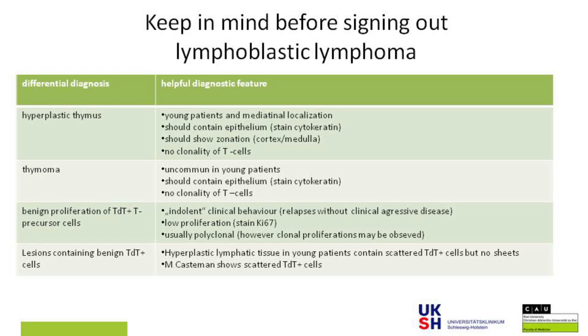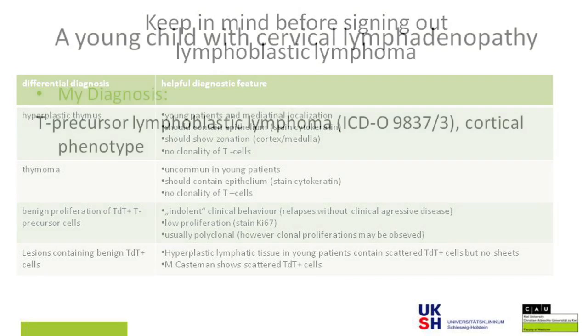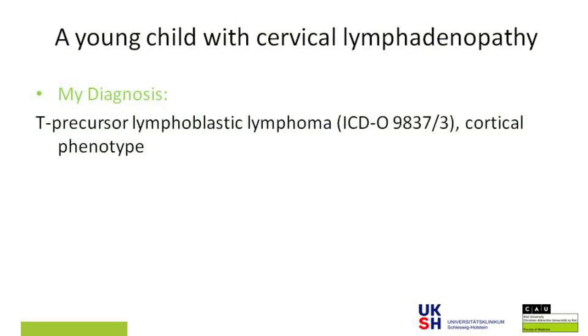And then you should also have in mind that scattered single TDT positive cells occur in benign hyperplastic tissue, especially of young patients. And one example that particularly shows TDT positive cells is the morbus Castleman. These are the considerations we have in a case where we sign out such a diagnosis.